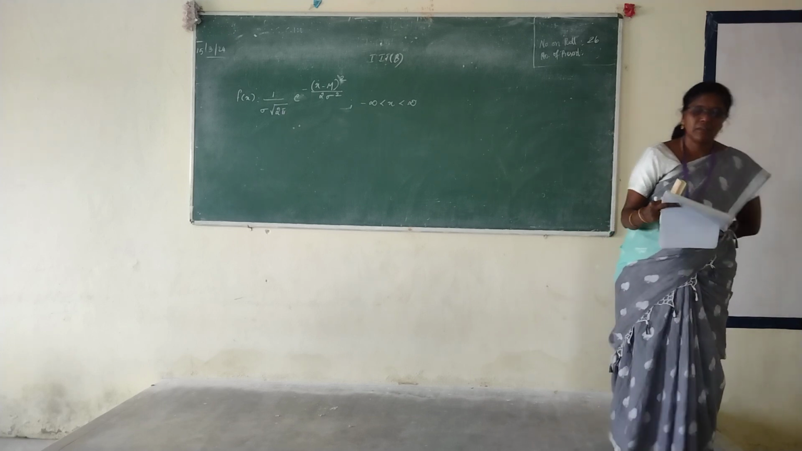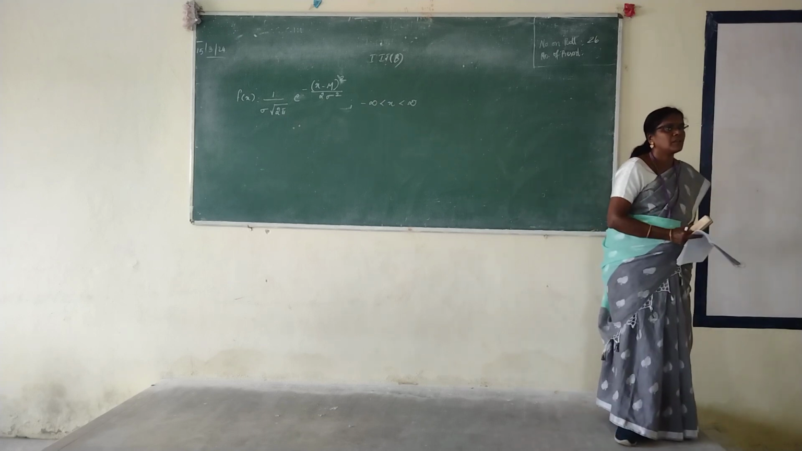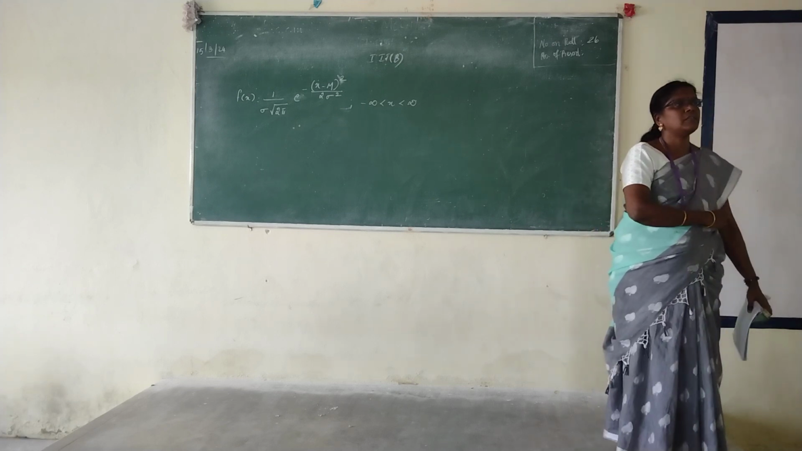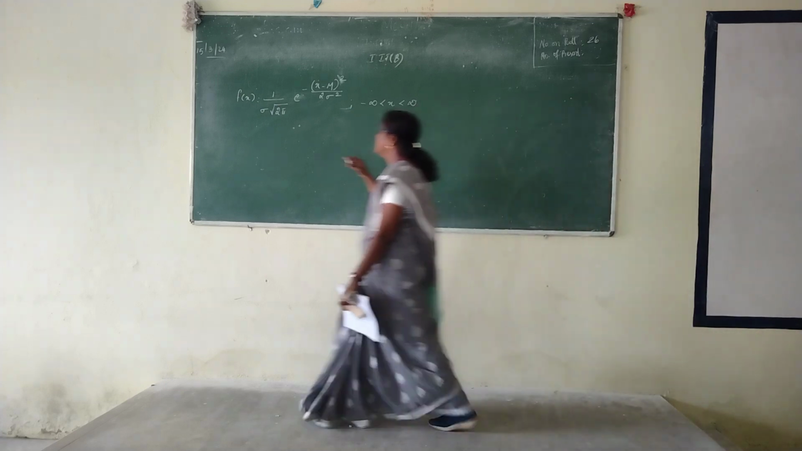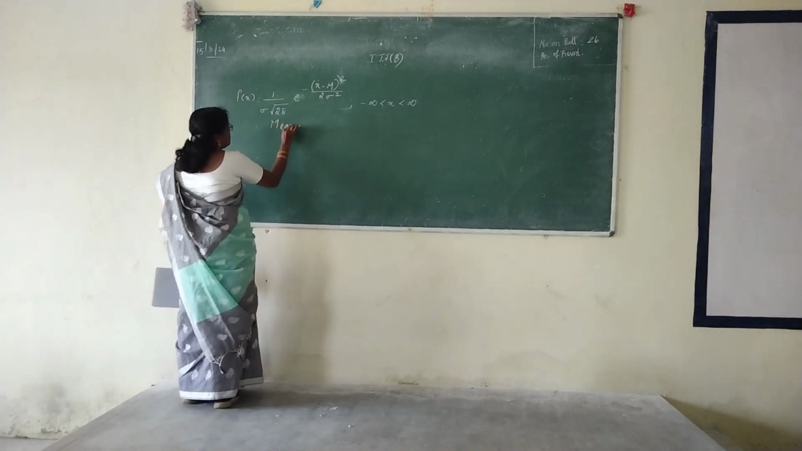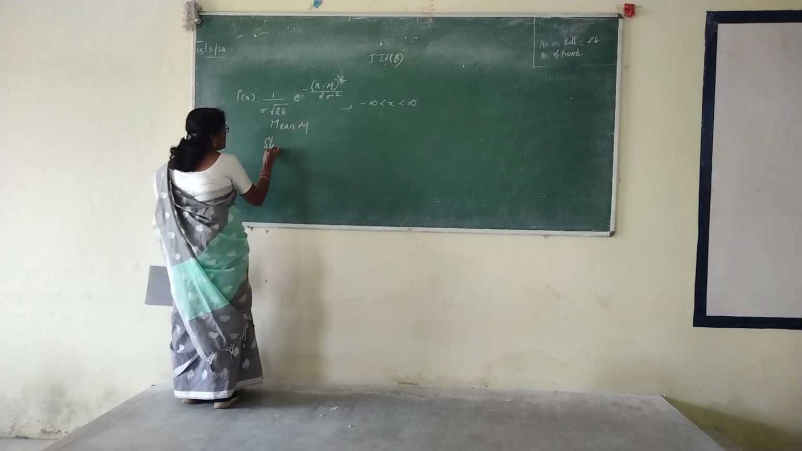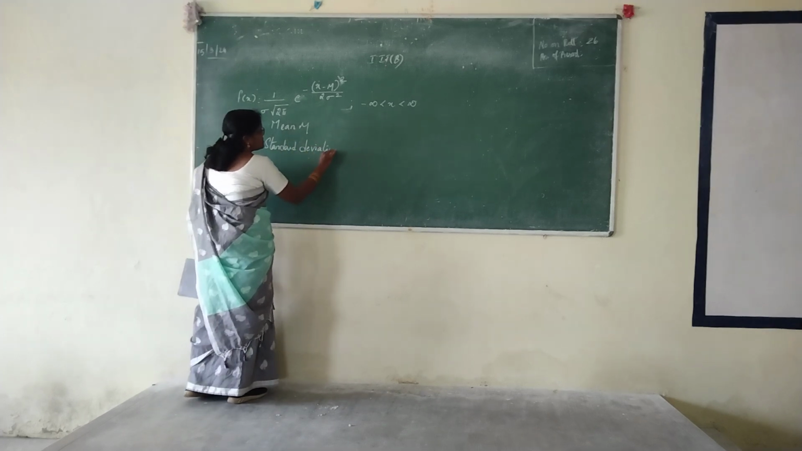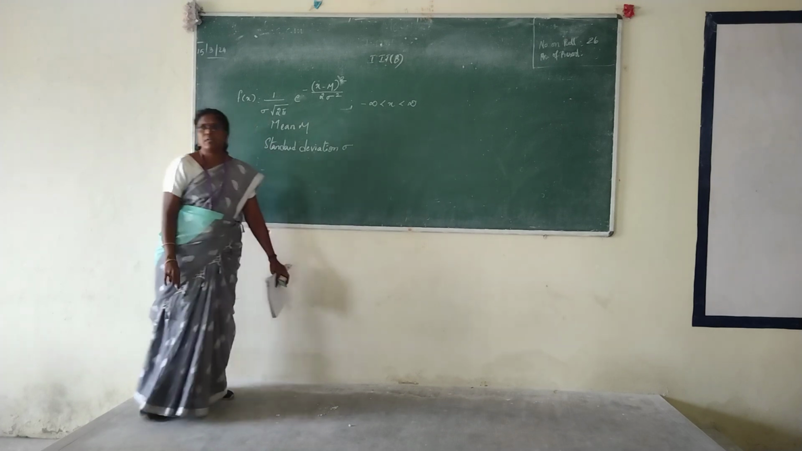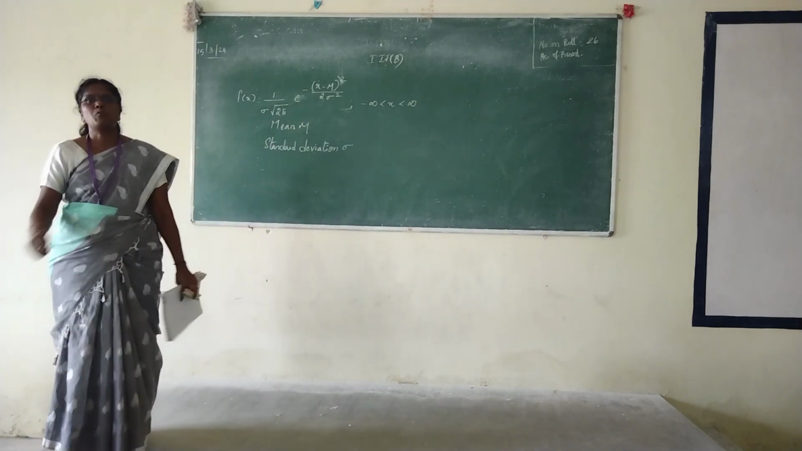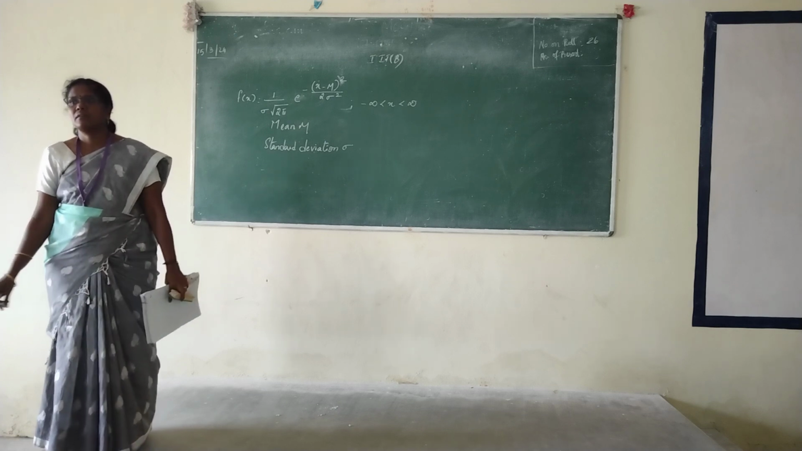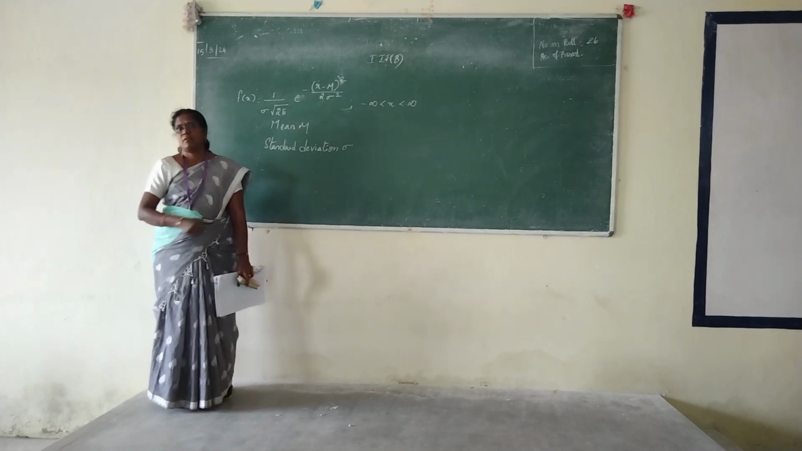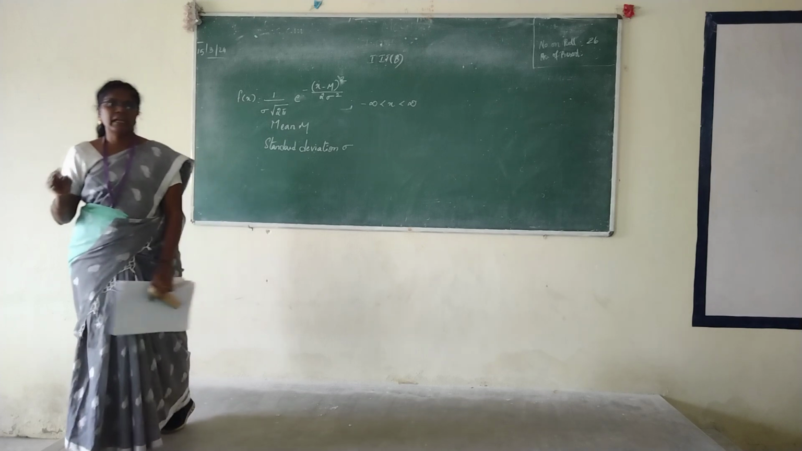Where x is a continuous normal variate distributed with mean mu and standard deviation sigma. Standard deviation sigma. What is variance? Sigma square. The square of the standard deviation will be the variance.